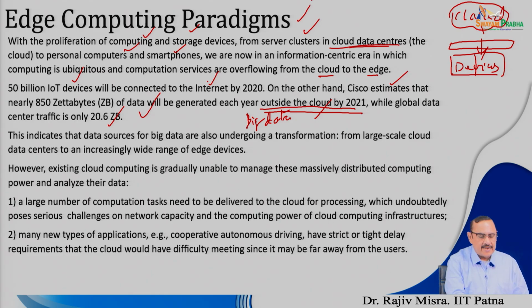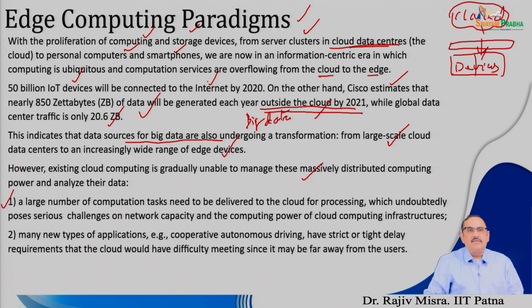This indicates that the data sources for big data are undergoing transformation from large-scale cloud data centers to an increasingly wide range of edge devices. However, existing cloud computing is gradually unable to manage this massively distributed computing power and analyze its data.